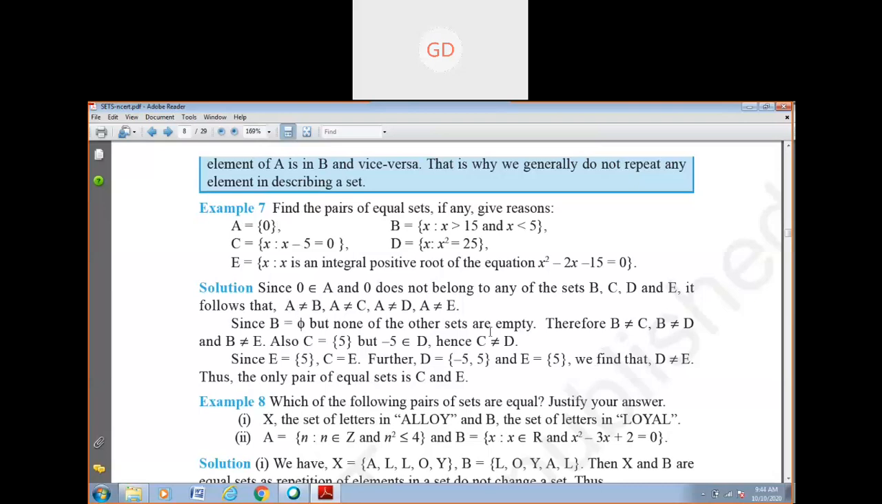You just have to find out the elements in the set, because the sets are defined here in set builder form. From set builder form you can list the elements, that is, write in roster form. Then you will know what elements are actually there. Then you can select which particular sets are equal. And that is the way to think.